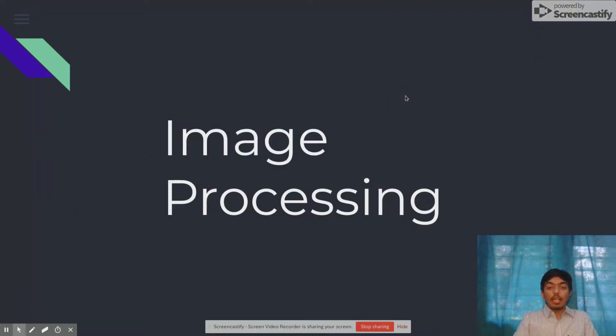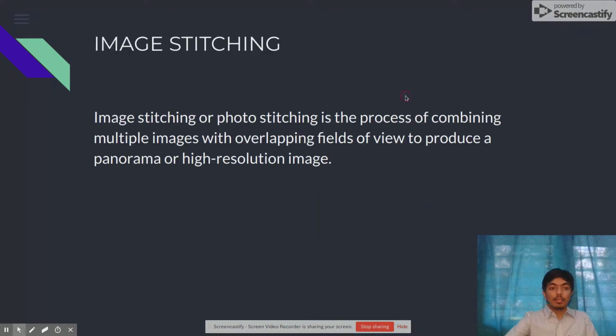Image processing, the second sprint. So image stitching or photo stitching is a process of combining multiple images with overlapping fields of view to produce a panorama or high resolution images. Speaking broadly again, we have a lot of images with certain key points that are matching, which will be explained later on in detail, and we stitch them on the basis of the similar key points.